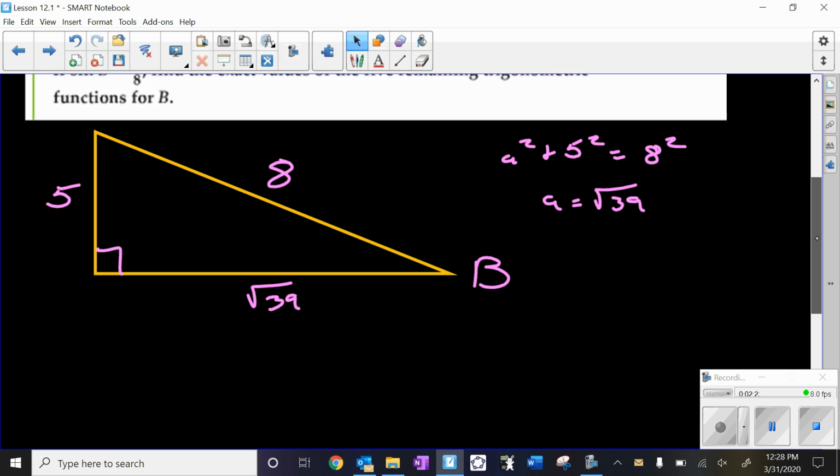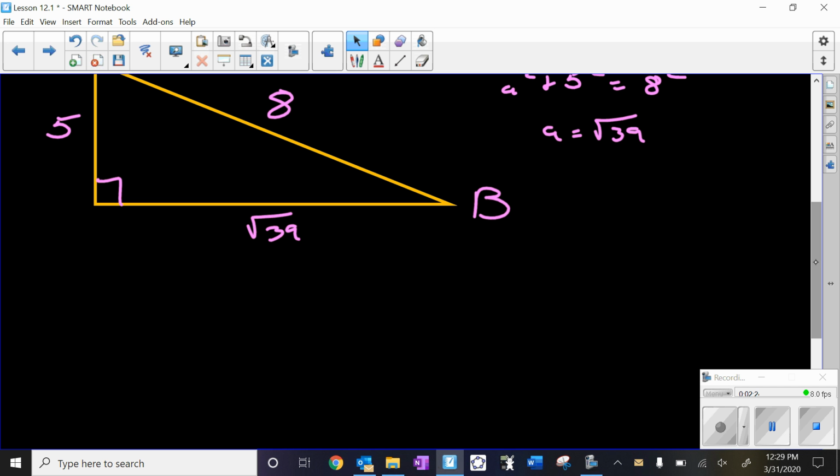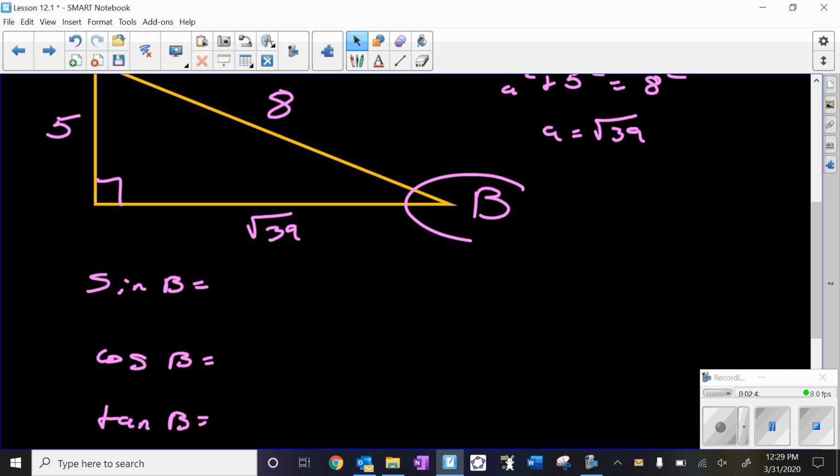And now I want to find all 6 trig functions off of this. So I want to find sine of B, cosine of B, and tangent of B. Sine they already gave me. Sine, remember, was opposite over hypotenuse. Everything is related back to B. So opposite over hypotenuse would be 5 over 8. Cosine of B, that's your adjacent over hypotenuse. Adjacent is square root of 39. Your hypotenuse is still 8.